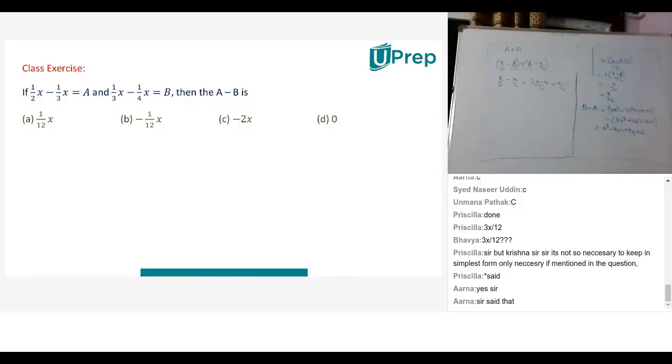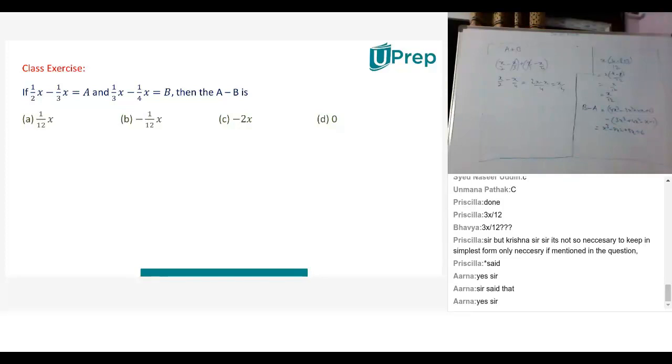Sir, it is not said that it is necessary to keep it in the simplest form only. See, children, I can write 1 by 2 as 3 by 6, 4 by 8, or 5 by 10 also. Now, in a way, all of them are correct, isn't it? I can write 1 by 2 as 3 by 6 or 4 by 8 or 5 by 10 or 6 by 12.